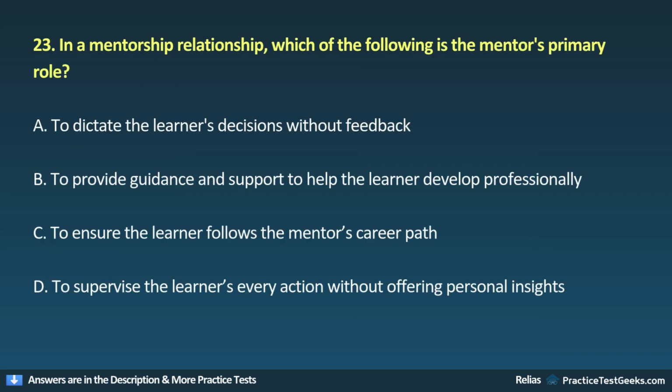23. In a mentorship relationship, which of the following is the mentor's primary role? A. To dictate the learner's decisions without feedback. B. To provide guidance and support to help the learner develop professionally. C. To ensure the learner follows the mentor's career path. D. To supervise the learner's every action without offering personal insights.